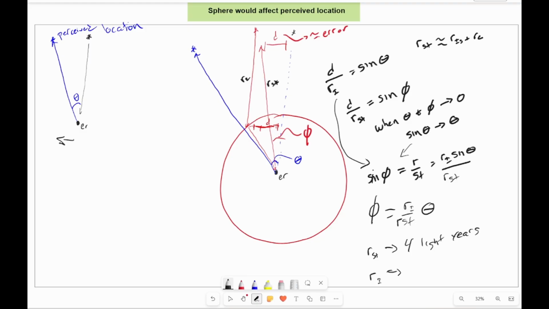What do we think the inertial sphere around Earth is? The moon, the radius to the moon is 1.3 light seconds. So basically any value here of Ri over RST is going to essentially be 0. So the error here is there, but it's going to be very, very small relative to a small theta already. So I don't know if this would even be apparent.